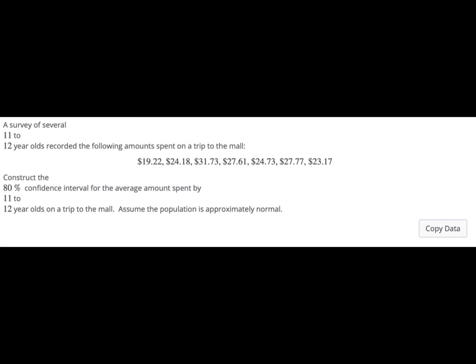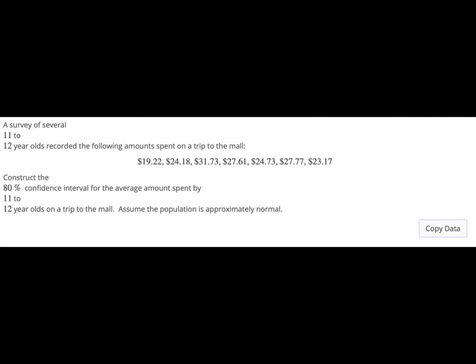And then it says construct the 80% confidence interval for the average amount spent by 11 to 12-year-olds on a trip to the mall. So what it wants is a confidence interval such that we are 80% confident that this interval will contain the population mean. So it will give us the mean value of what all 11 to 12-year-olds spend at the mall. At the moment, we only have a sample of them. But with this confidence interval that we get, we should be 80% confident that all 11 and 12-year-olds spend roughly this amount at the mall.